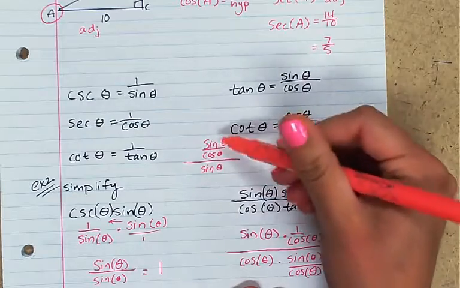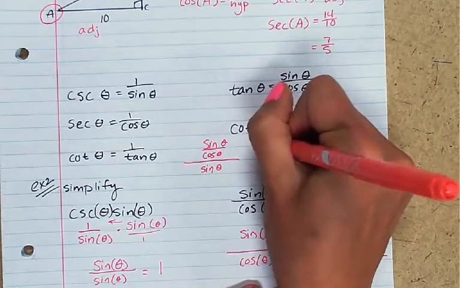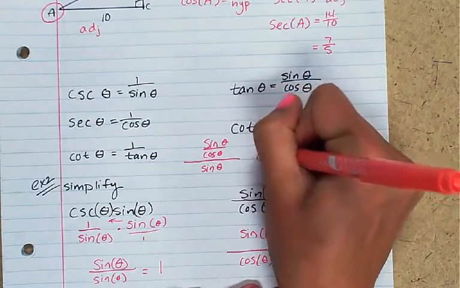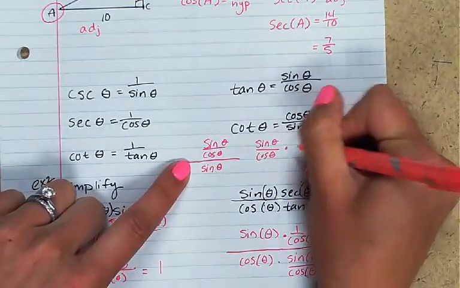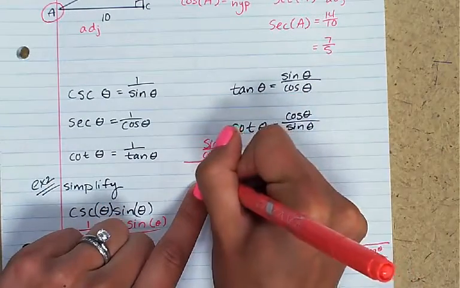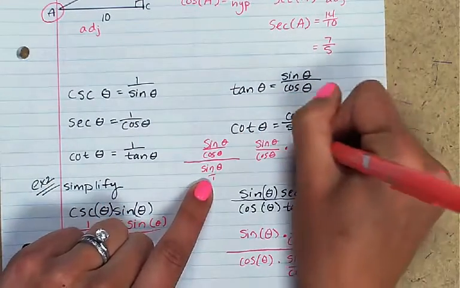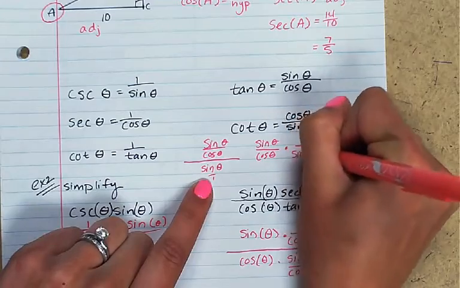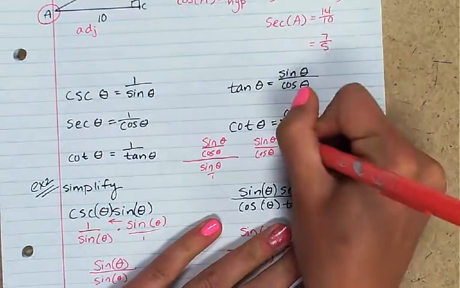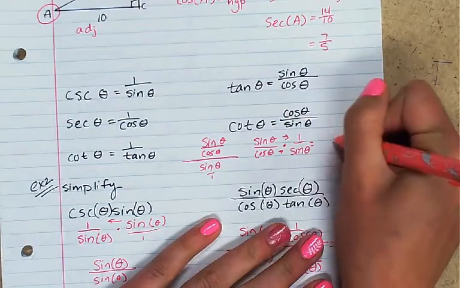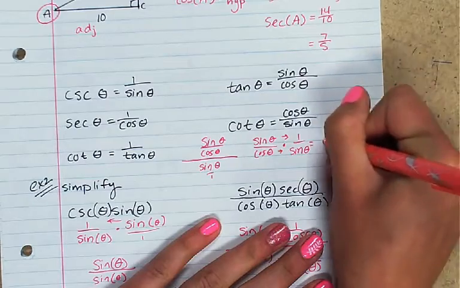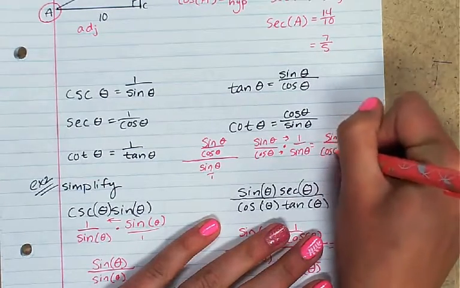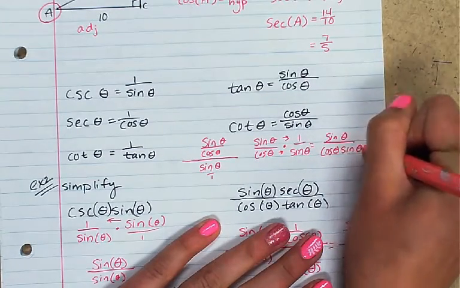So remember, whatever's in the numerator, you leave that alone. So I'm going to leave sine theta over cosine theta the way it is, but I'm going to multiply by the reciprocal. The reciprocal of just sine theta is 1 over sine theta. So go straight across when we multiply fractions. 1 times sine theta is just sine theta, and then the denominator will have cosine theta sine theta.